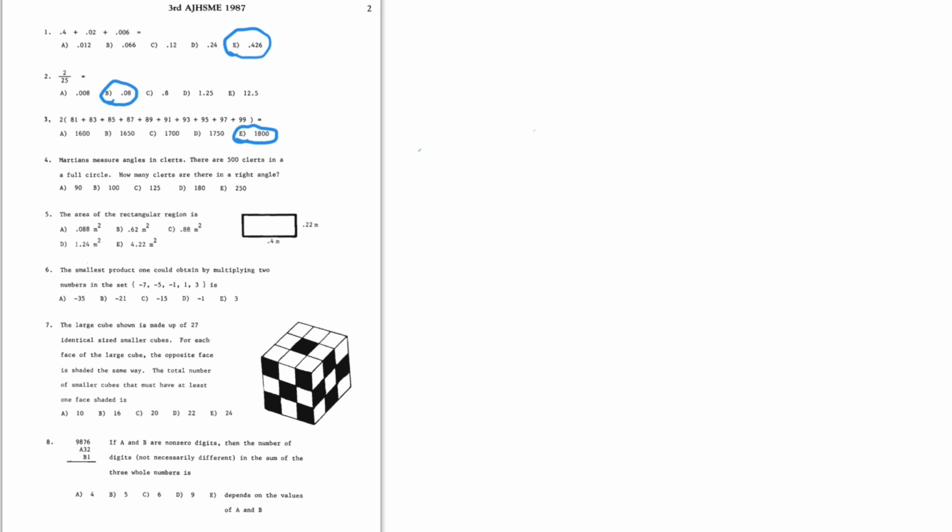Number 4. Martians measure angles in clefts. There are 500 clefts in a full circle. How many clefts are there in the right angle? So there are 500 clefts in a full circle, and the full circle is 360 degrees. How many clefts in the right angle? Clefts we don't know, use x. And the right angle is 90 degrees.